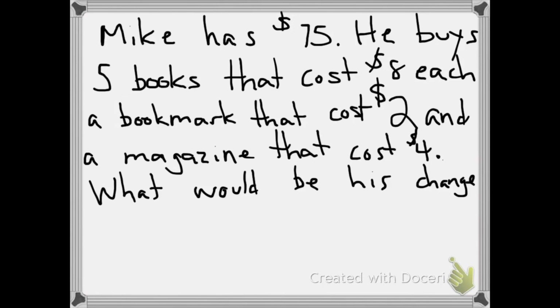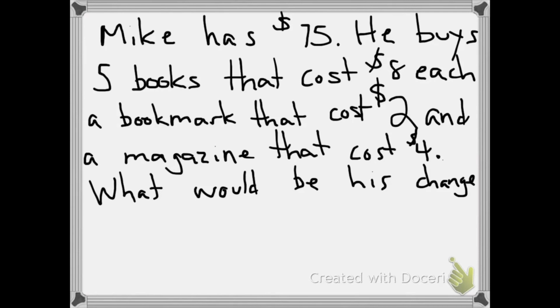Here is a great example of a real-life type problem where you would have to use order of operations. I tell my students all the time, although you may not see it on paper, in real life you are using algebra and order of operations and one-step equations all the time. You just don't see it like that. So we know that Mike is starting out with $75, hopefully enough to cover the cost of all these materials.